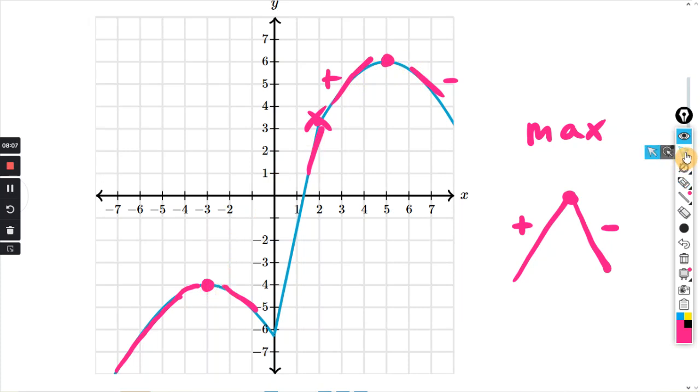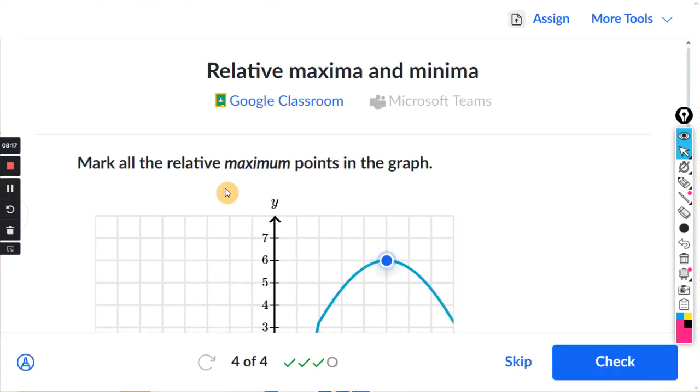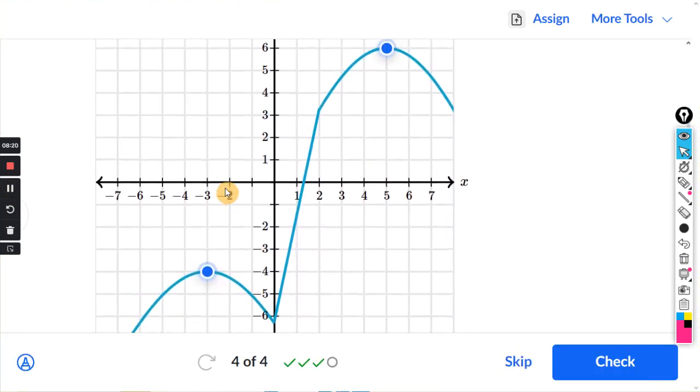So use your crosshairs. Click right there. Click right there. That's it. Those are all the relative max points. Just those two.